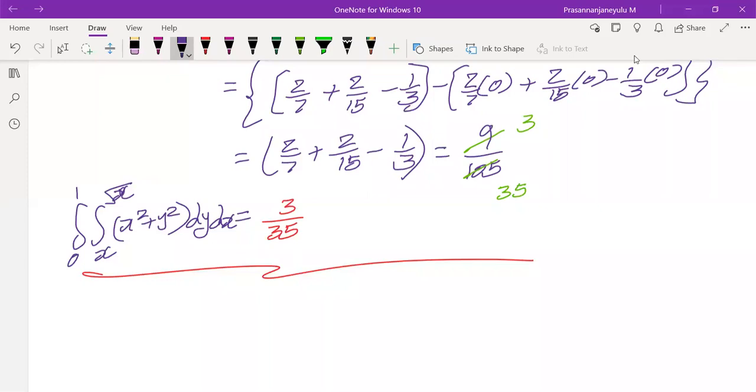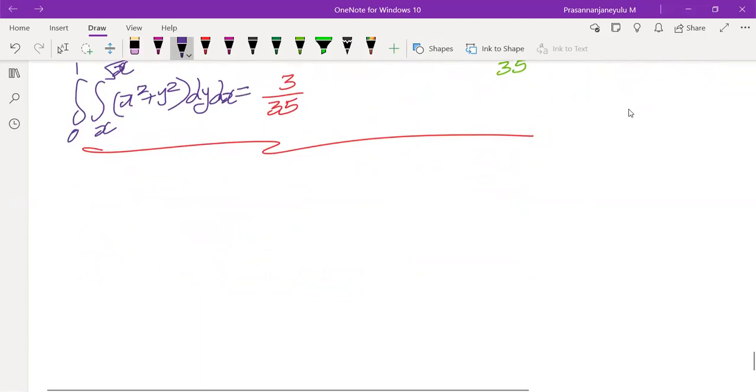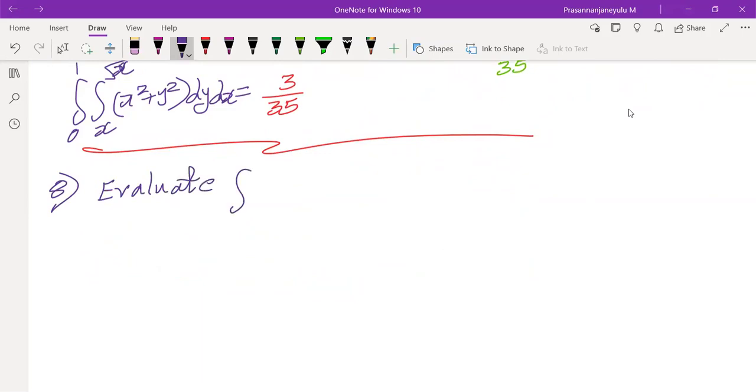Then finally, the answer of our problem is 3 by 35. Now I'm going to give you the next problem, problem number 8. Evaluate. The problem which I'm giving here, we will do again in future in 2 different ways, but still we will learn here also. Limits on interior integration are 0 to infinity. Limits on exterior integration are also 0 to infinity.